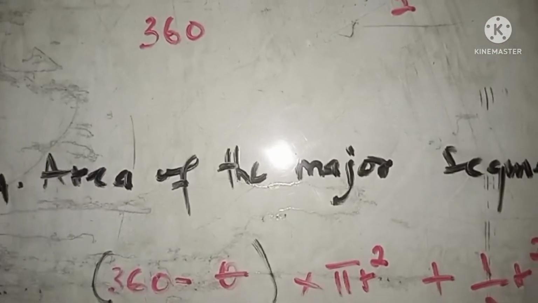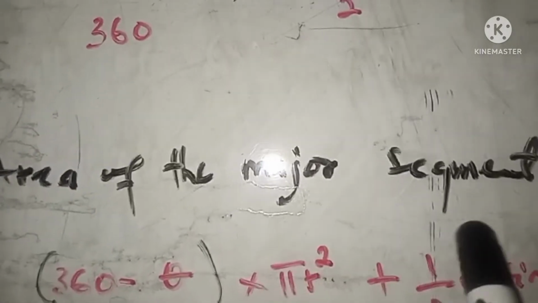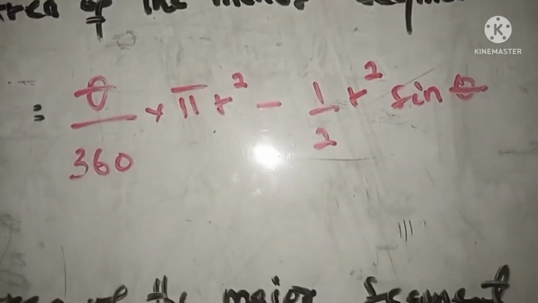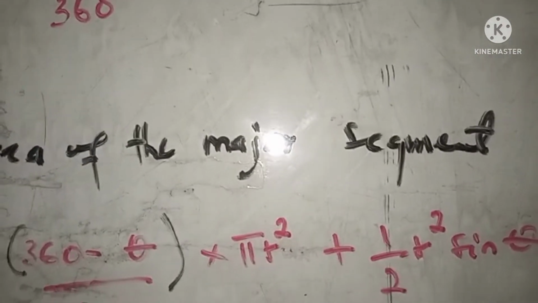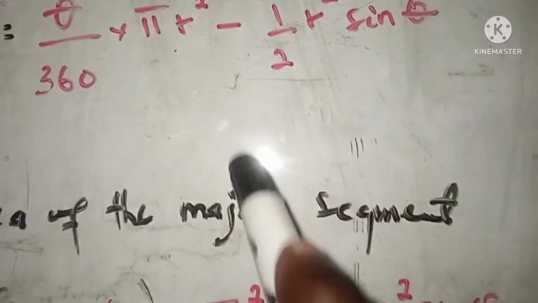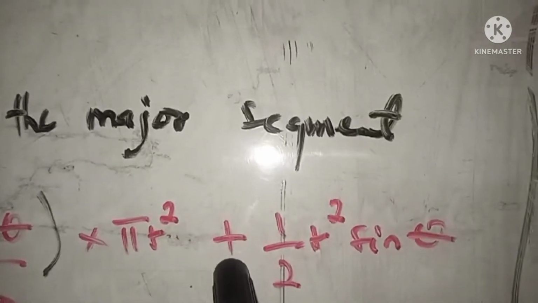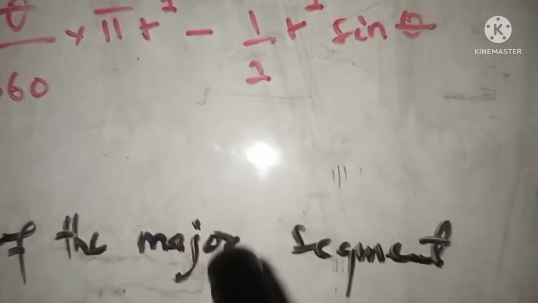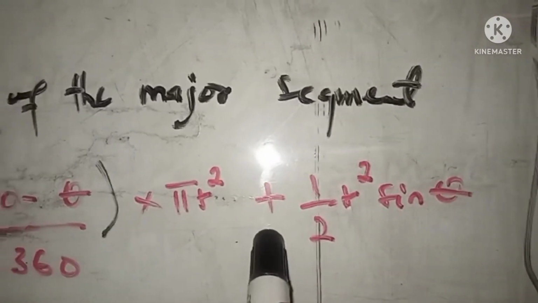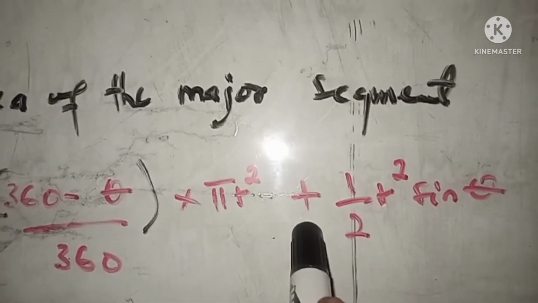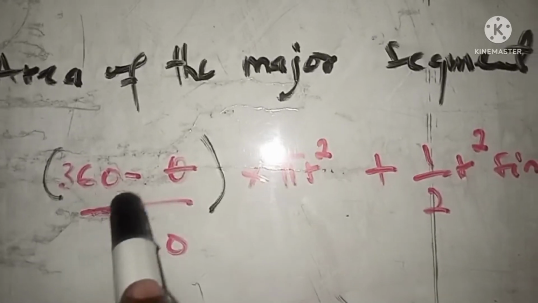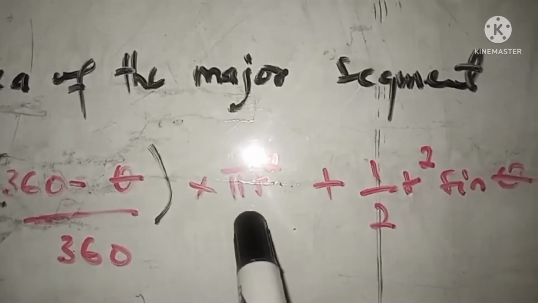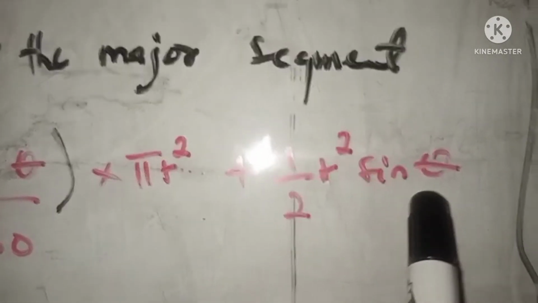The fourth one says the area of the major segment, right? So we have the minor segment here, and then we have the major segment. The difference between the minor and the major is just the addition symbol. The minor, as it suggests, is the subtraction here, and the major one is the addition symbol. But remember, look at this one. This is 360 minus theta divided by 360, and then multiplied by pi r squared, and then plus 1 over 2 r squared sine theta, right?